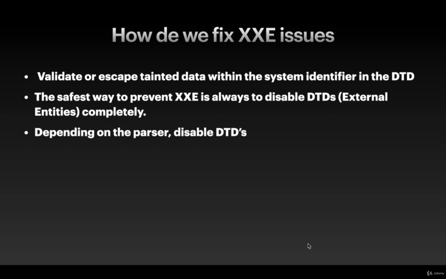How do we fix XXE issues? So the first thing is to validate or escape the data within the system identifier in the DTD. Basically, when any input is going to an XML parser, validate or escape the input. The safest way to prevent XXE is always to disable DTDs, which is the external entities, completely. Do not parse any external entities. Depending on the parsers, you can disable DTDs.